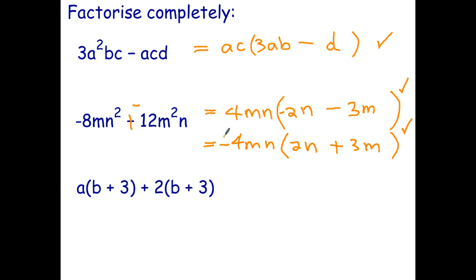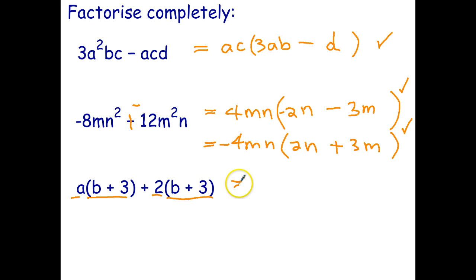Okay, let's have a look at this last one. Well, this one, until students have seen these, it's pretty tricky to figure out on your own. Here I've got two factors. Remember, factors are things that I multiply. So here I'm multiplying a times, in brackets, b plus 3. Here I'm multiplying 2 in brackets b plus 3.